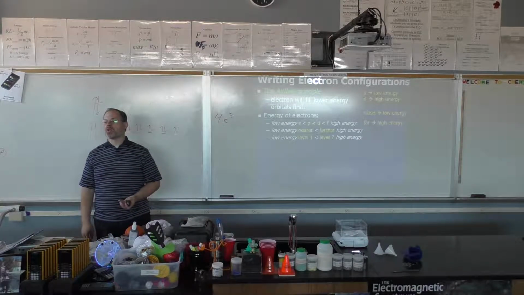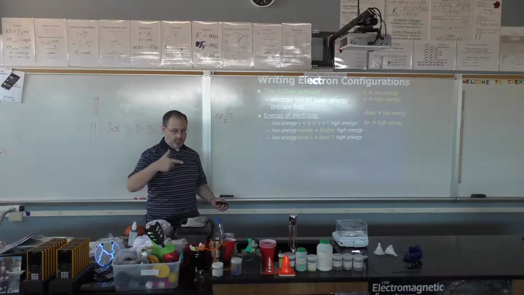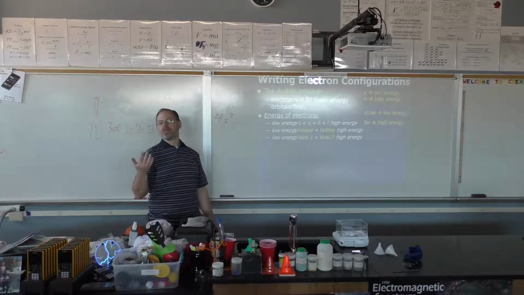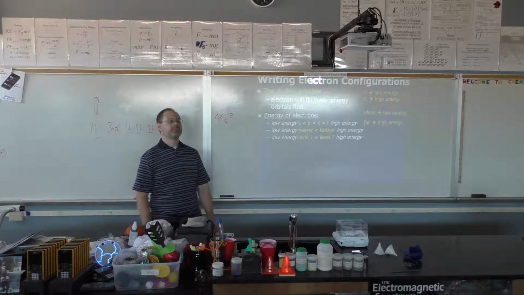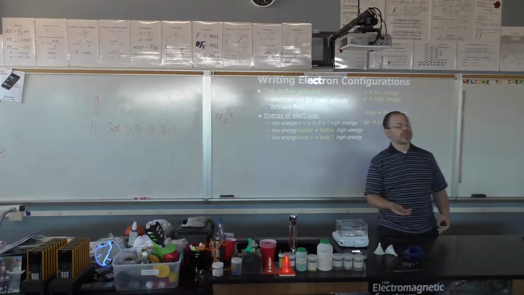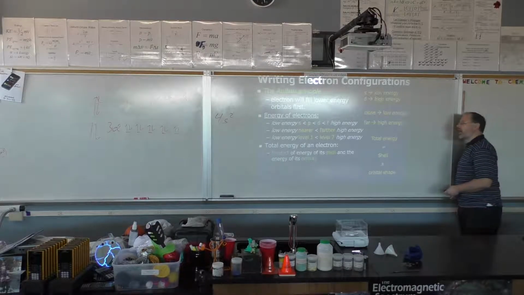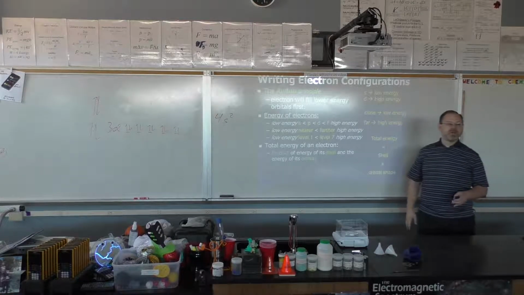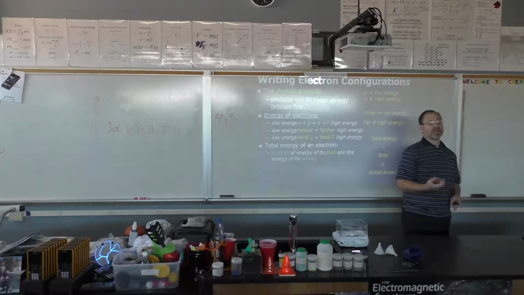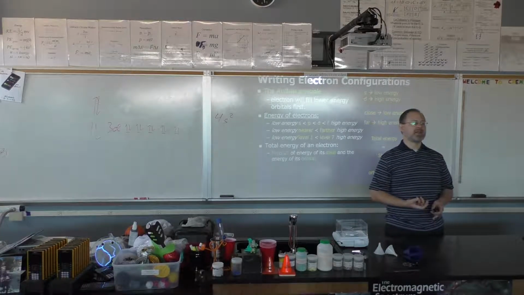So the lowest energy orbital you can have is what? Level 1, 1S. And the highest theoretical energy orbital would be a 7F, exactly. So the highest energy would theoretically be a 7F, and the lowest energy is 1S. The combination of the shell and the orbital gives you the overall energy state of that electron.